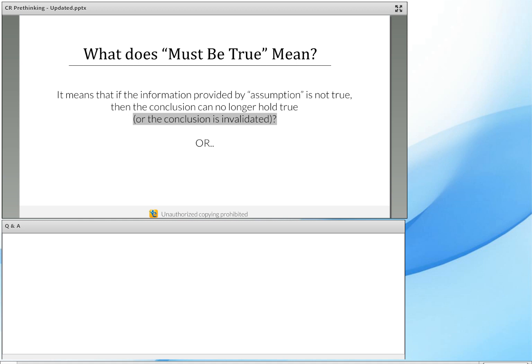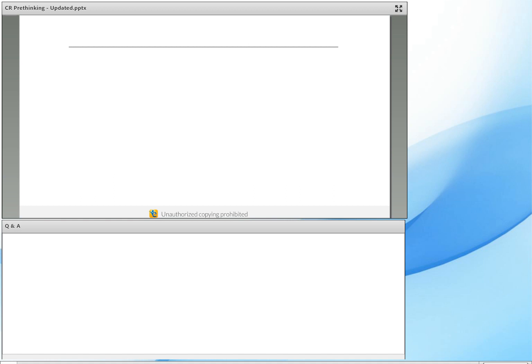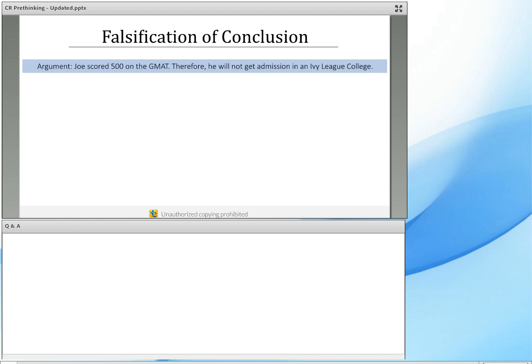So what does must be true mean? Just to reiterate, it means that if the information provided by the assumption is not true, then the conclusion can no longer hold true. Or simply stated, the assumption must be true for the conclusion to remain valid. Then the question is, what does validity of the conclusion mean? Some of you may be asking that. And if you think this is too basic, just stay with me for 5 minutes, because you're going to really see the application of it on more complex arguments.